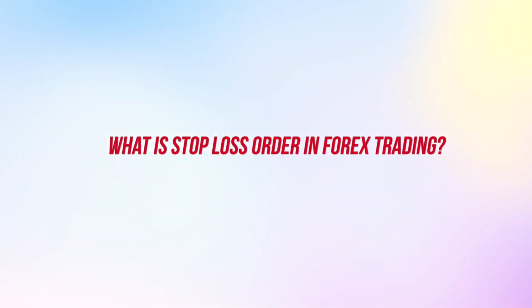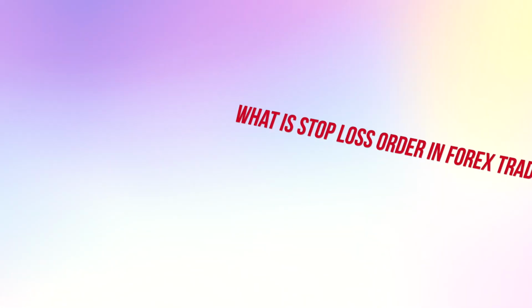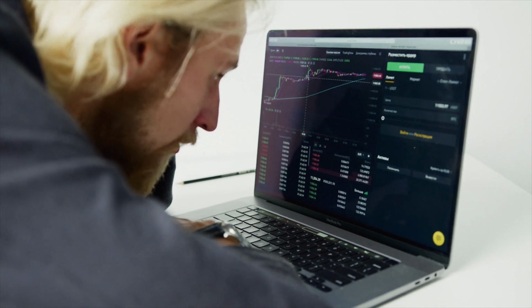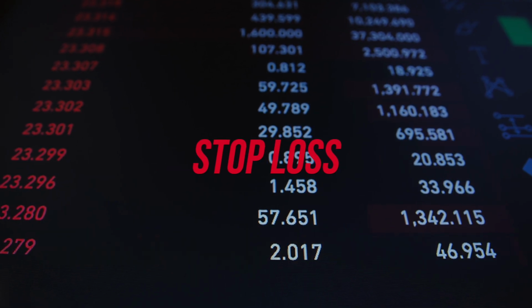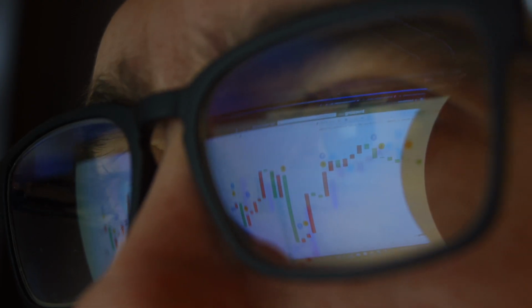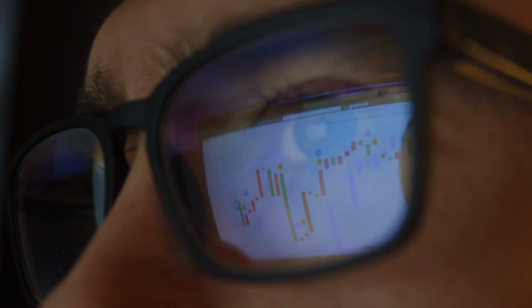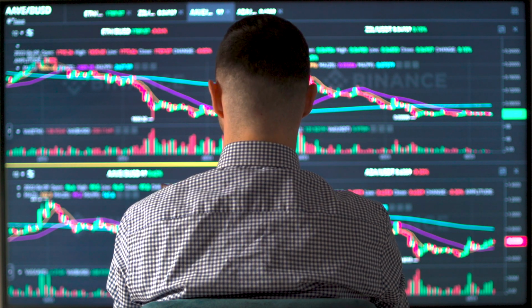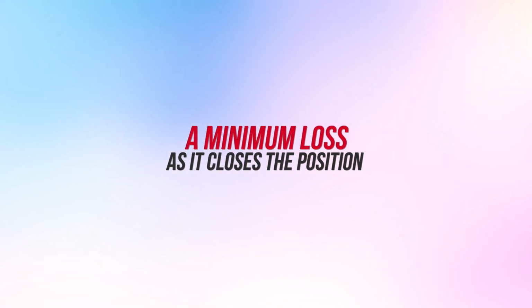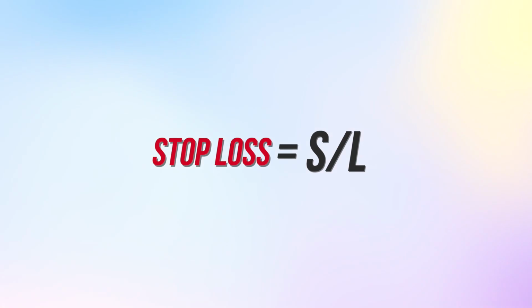What is stop-loss order in Forex trading? Apart from take profit, an equally important pre-calculated price level used by traders today is called stop-loss. As the name suggests, this is a type of pending order that allows the trader to set a predefined level on the price chart that closes a losing position. In other words, it ensures a minimum loss as it closes the position. Stop-loss is abbreviated as SL.